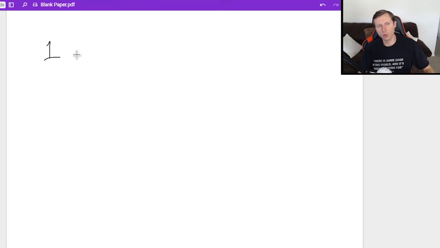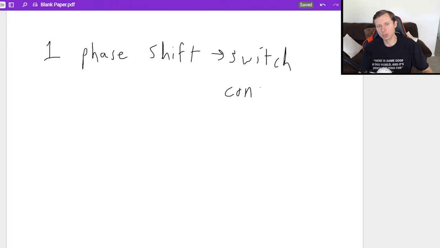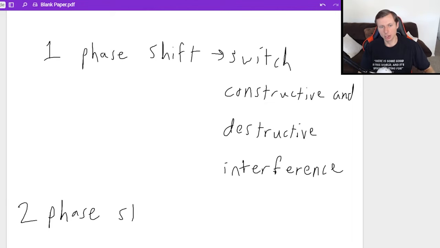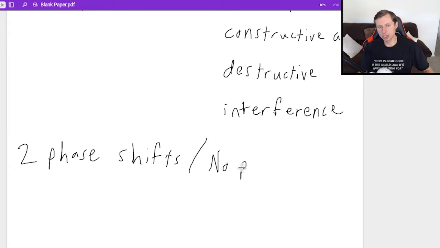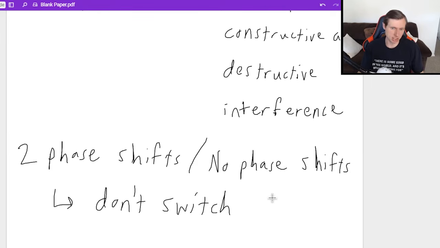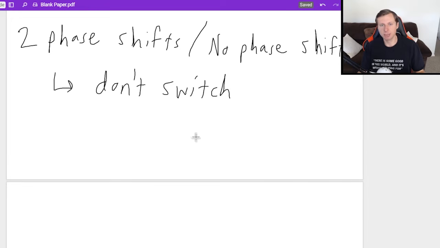So if you have one phase shift, like in this example, then you are going to switch constructive and destructive interference. And then if you have two phase shifts, in other words, you're going higher twice, or if you have no phase shifts, because this will also be the same thing, then you don't switch the equations for constructive and destructive interference. You don't switch them. So let's look at a couple examples.